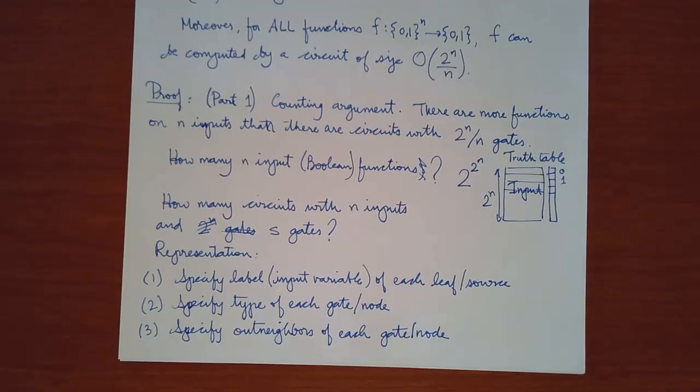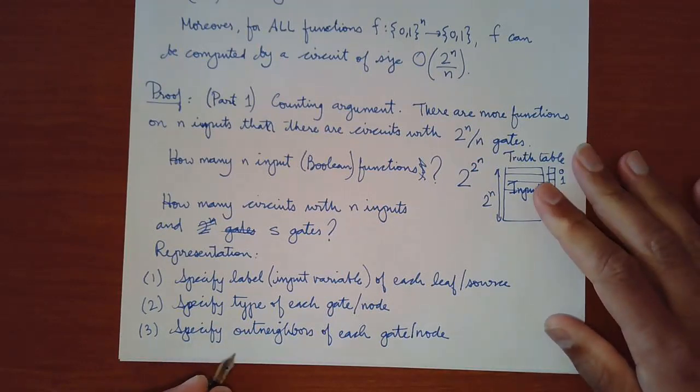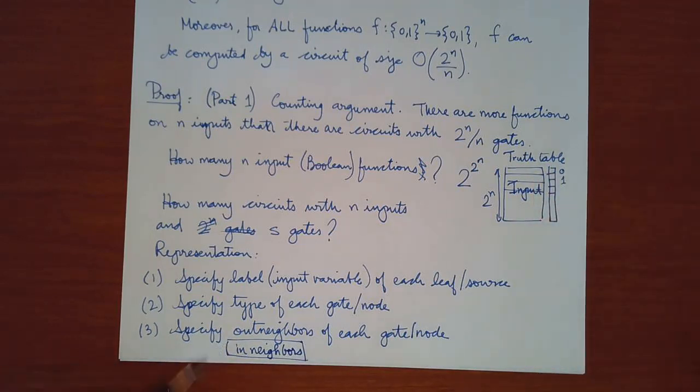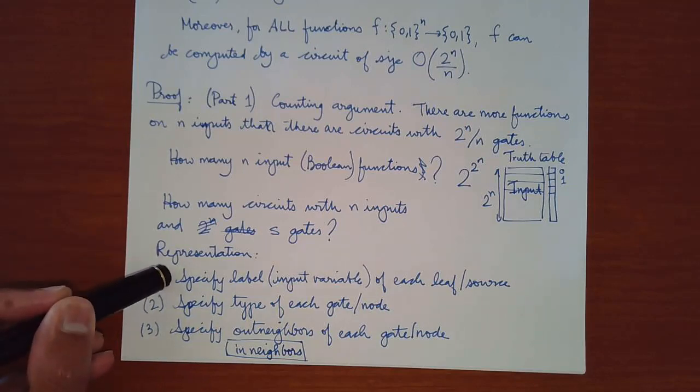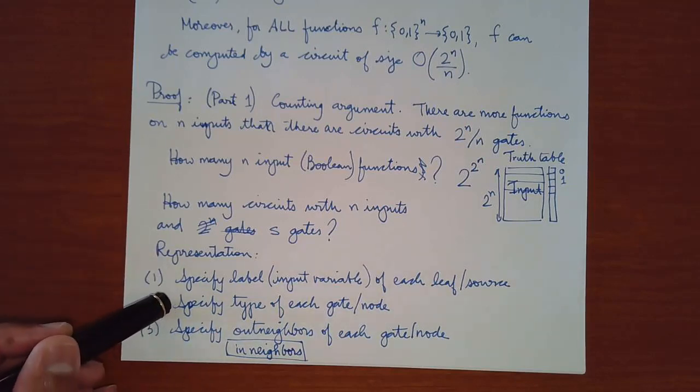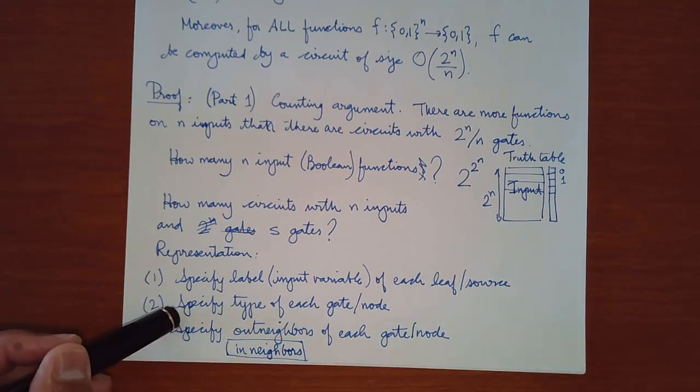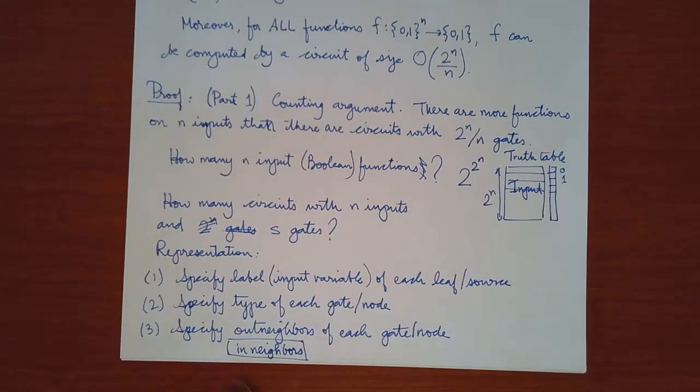Okay? So instead of specifying the out neighbors, which could be many, I could instead just specify the in neighbors, which would be equivalent. That's like saying that to give the adjacency list, I can either specify the out list or the in list, but they're both equivalent in terms of the object they represent. So if I can give the label of each leaf, specify the type of each node, and specify the out neighbors or the in neighbors of each gate, then I have given a full representation of my circuit.